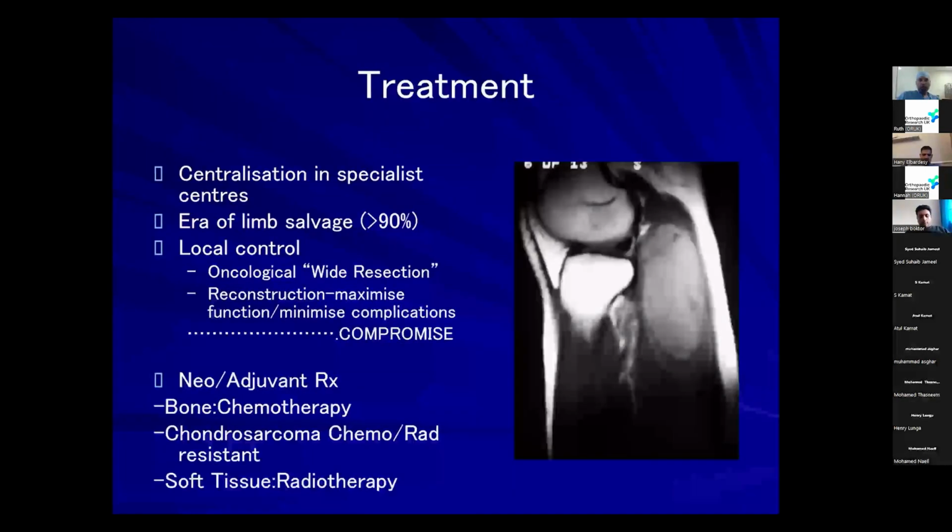Let's go quickly to treatment options. So centralization in specialist centers is essential. That's how you get better outcomes, because of dedicated teams who treat these tumors. You have to attain wide margins. So what is a wide margin? Can anybody answer from here? What is a wide margin? That is again a commonly asked question on the FRCS. Any hands up?